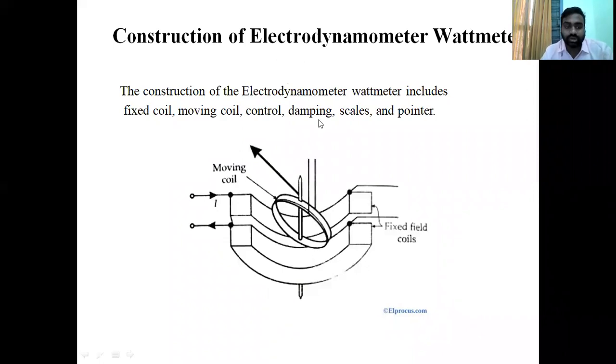So how is the controlling torque achieved? We already know the controlling torque is achieved with the help of gravity control or spring control. There are two types of control techniques: one is spring control and the other is gravity control. Mostly in this electrodynamometer type wattmeter, we use spring control. We don't use gravity control.